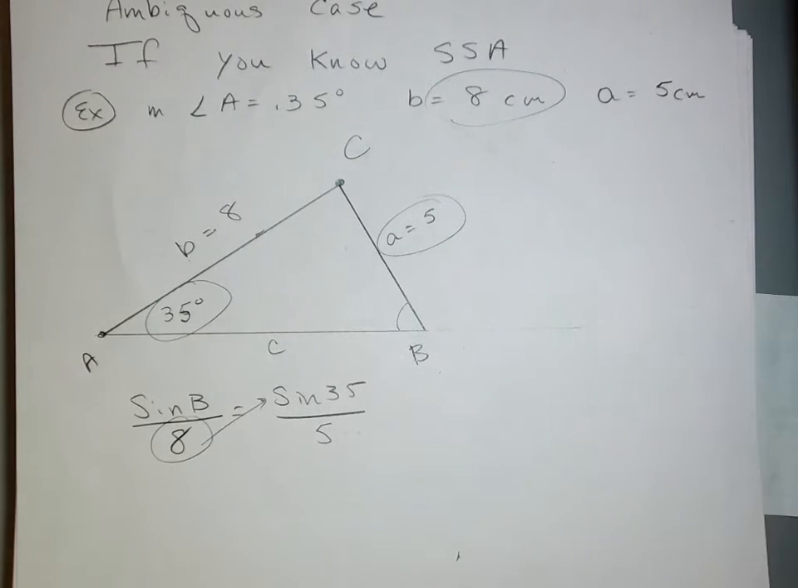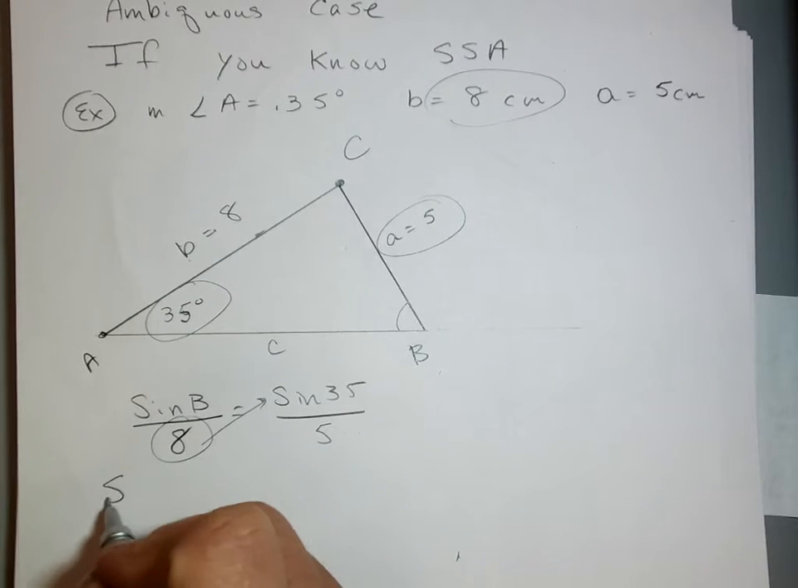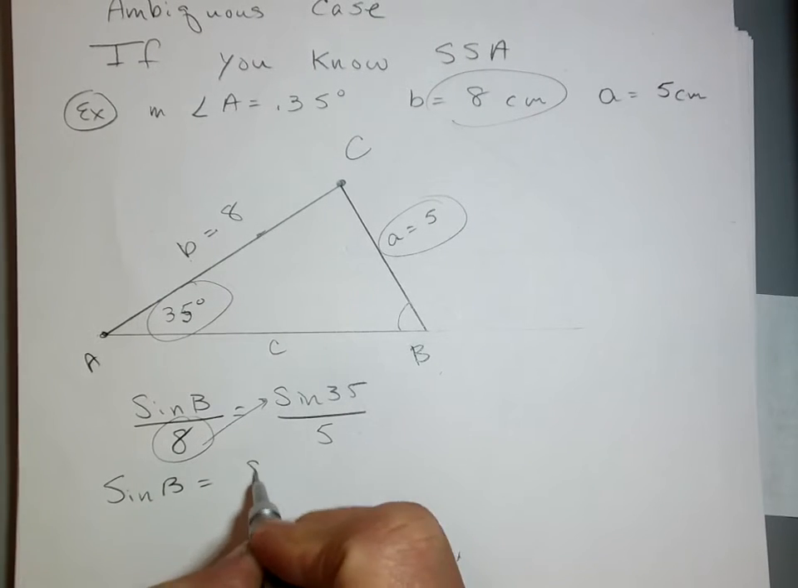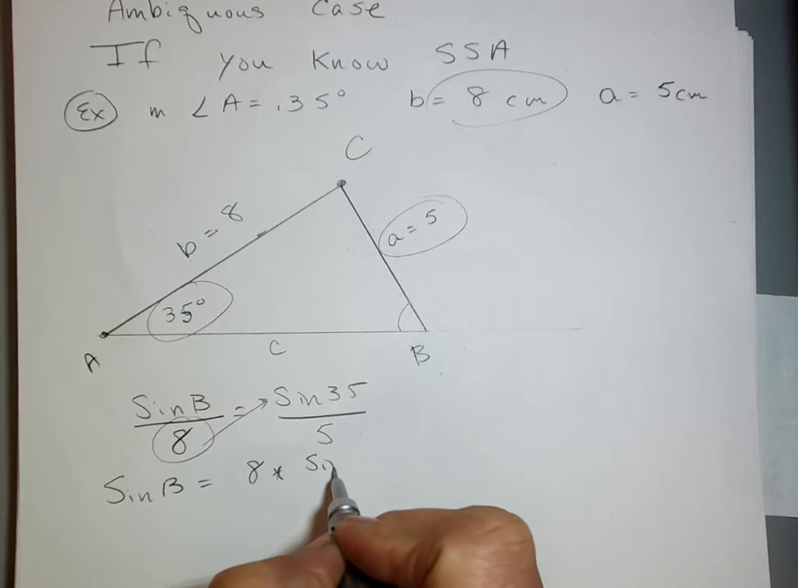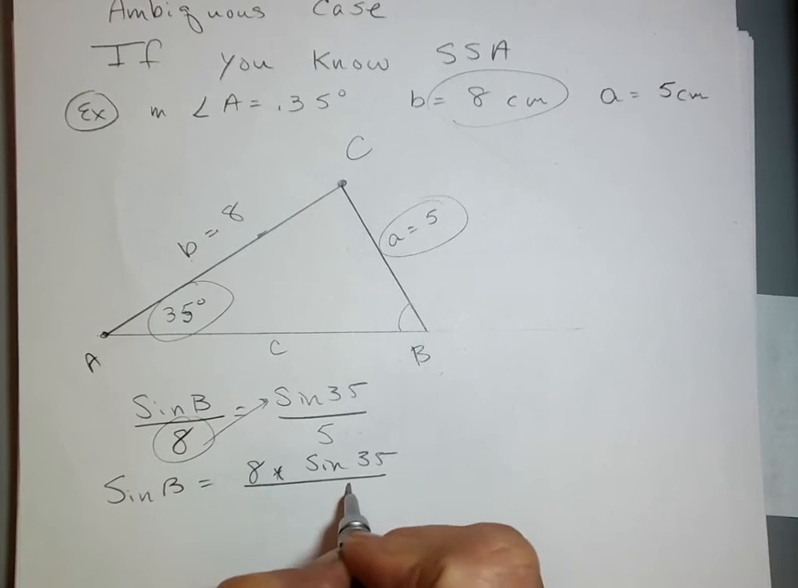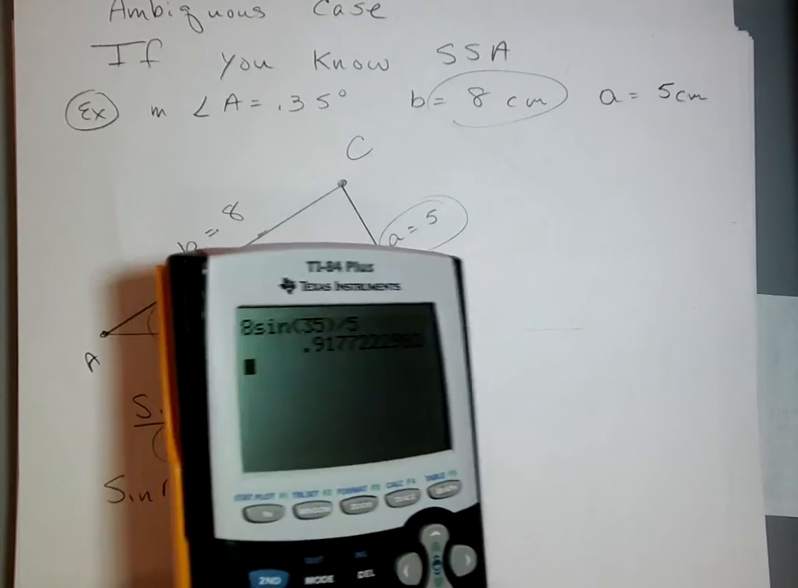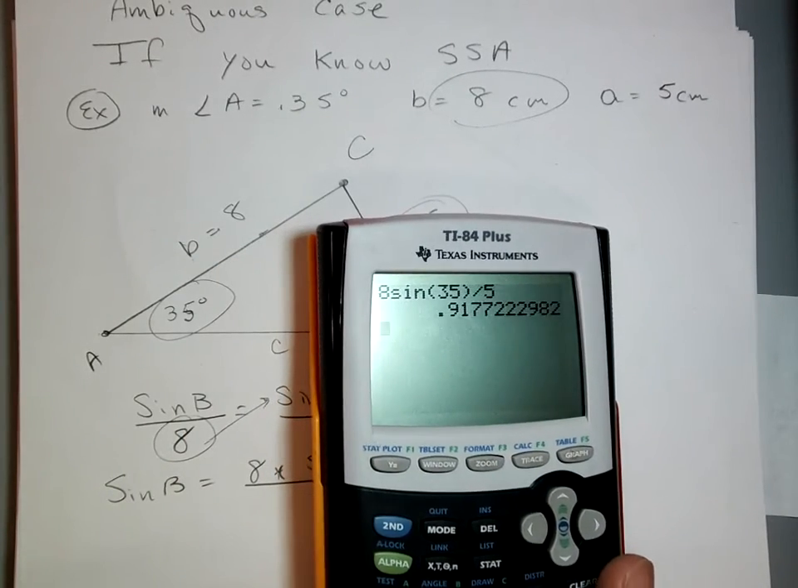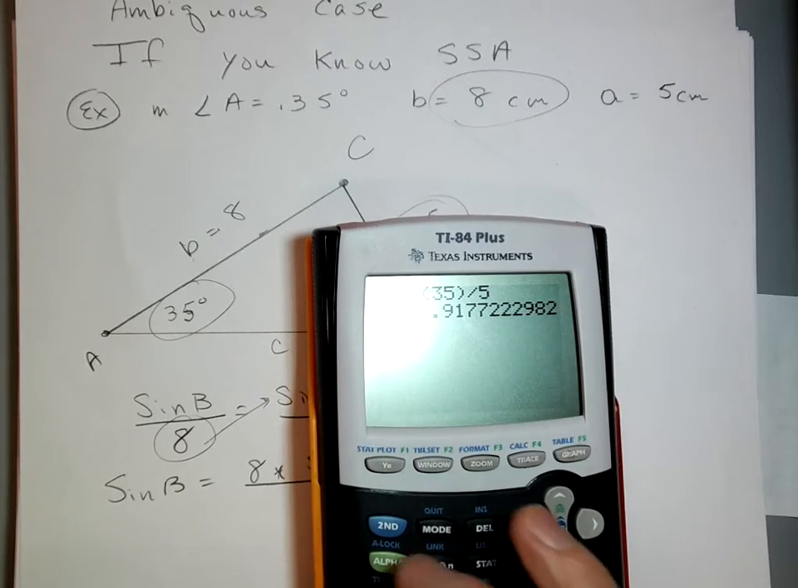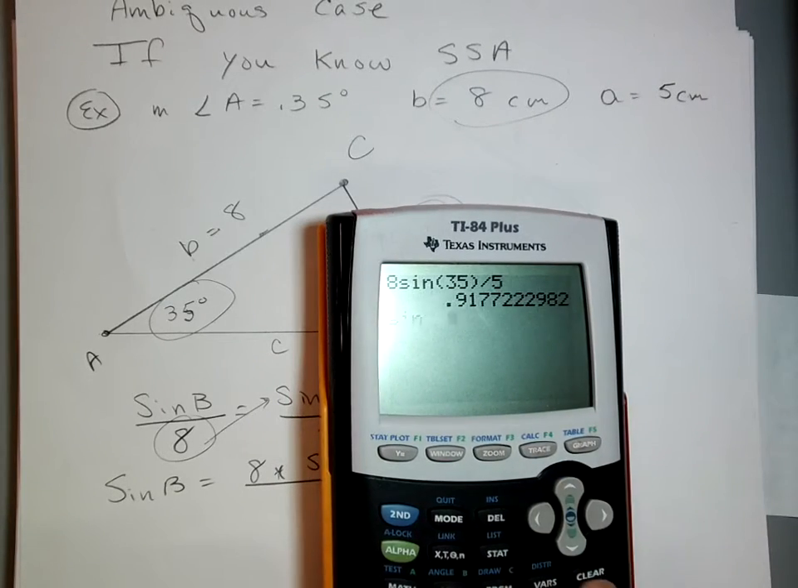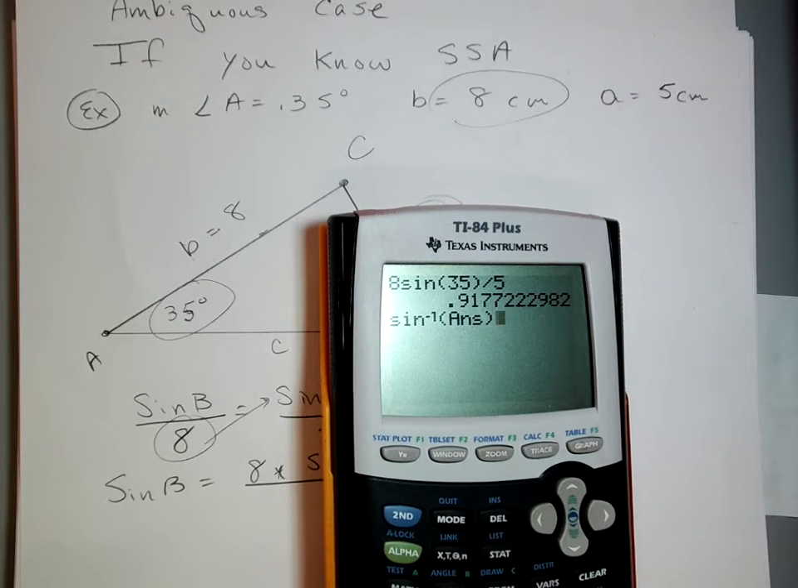So I'm going to go ahead and go sine of B equals 8 times the sine of 35 over 5. 8 sine 35 divided by 5. And I get a decimal. That makes sense to me, because I'm going to have to find the angle. So I need to do the sine inverse of that answer, because I need to find an angle, so I need to use the inverse button.